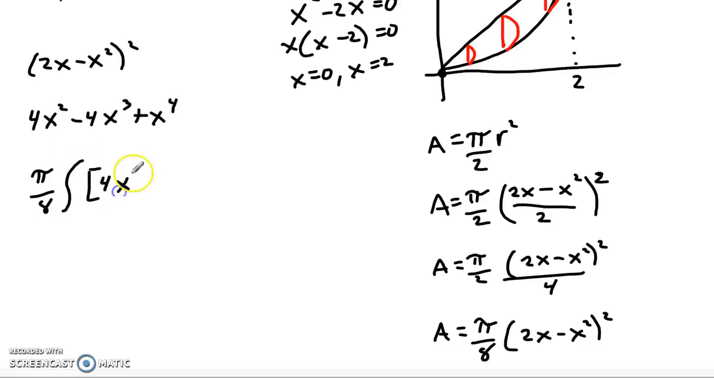Watch your notation here. You want to make sure that you put this in brackets. You don't want to leave it up to the AP graders to decide where to put your dx. So I'm going to bracket off that entire polynomial. I'm integrating that with respect to x.